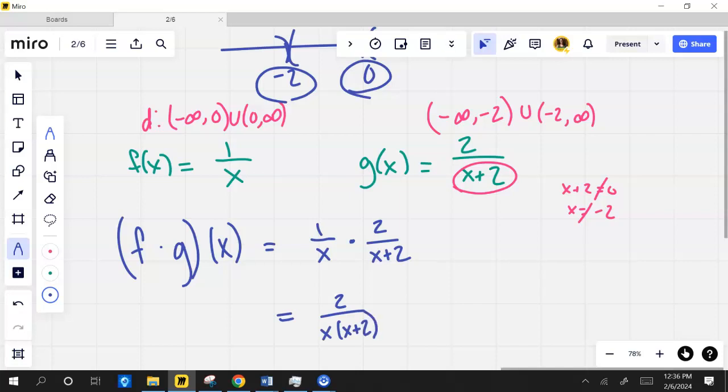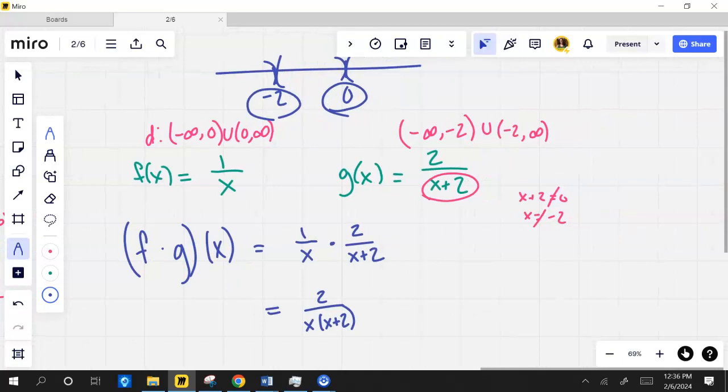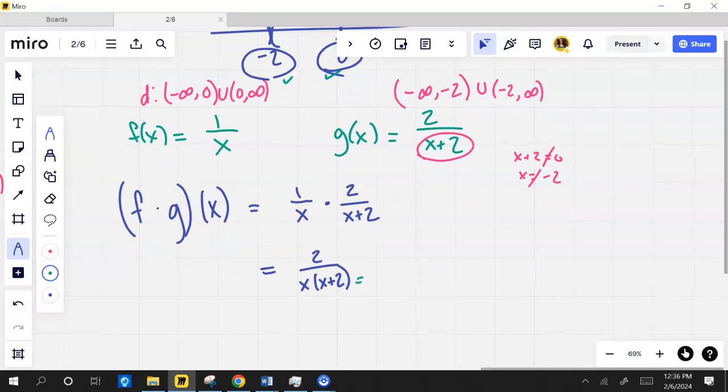So now I need to stop. I already know that I'm leaving out negative 2 and 0. But I need to look at my solution now. I need to look at my answer, where I combine them, and say, is there anything else that I need to leave out of my domain? Is there? No. Because I'm looking at it, if I set this to 0, you have to also leave that out.